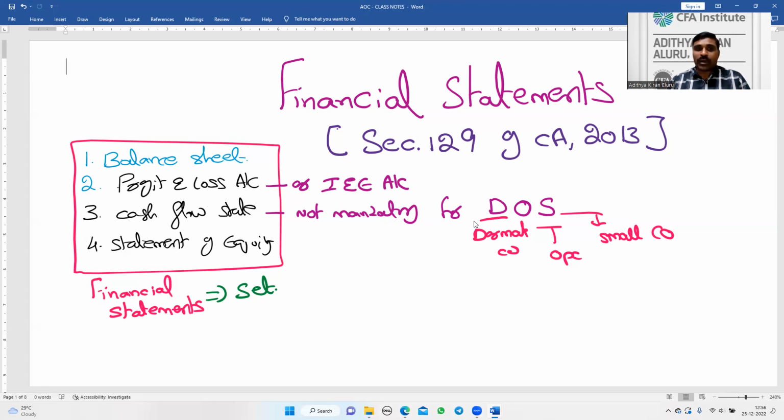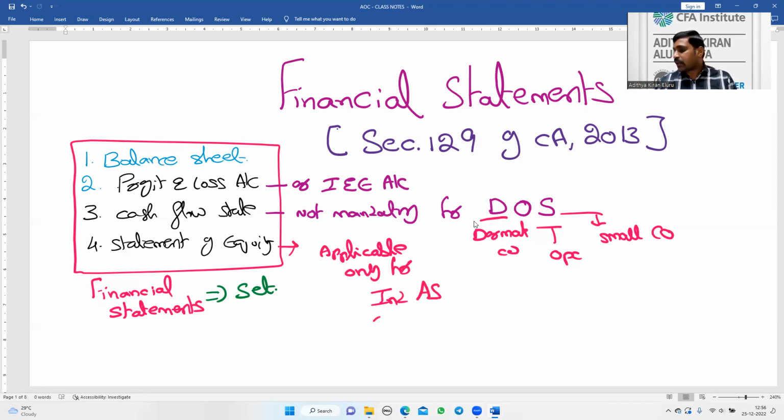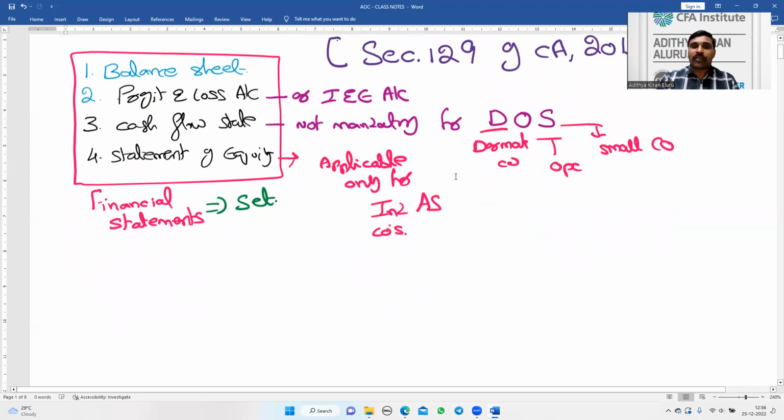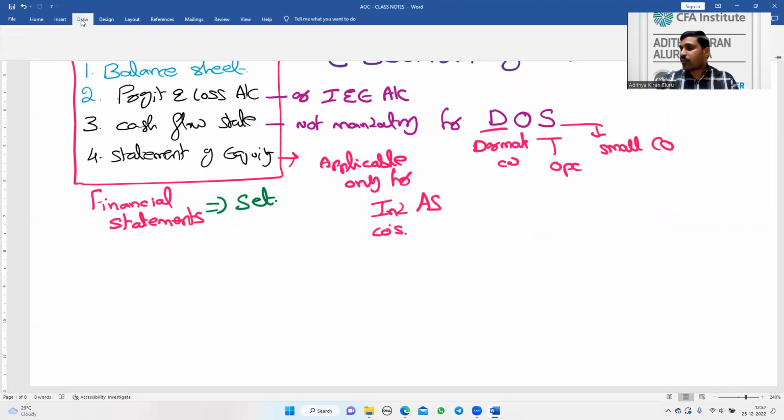Remember, one person company and small company have to prepare the balance sheet and profit and loss account also, but for them the cash flow statement is not required. The statement of changes in equity is applicable only for companies following Ind AS, the Indian Accounting Standards, not for other companies. Ind AS companies have to prepare the statement of changes in equity also.